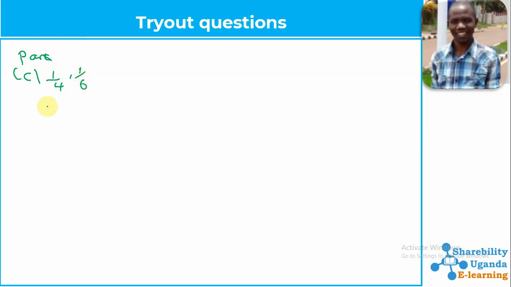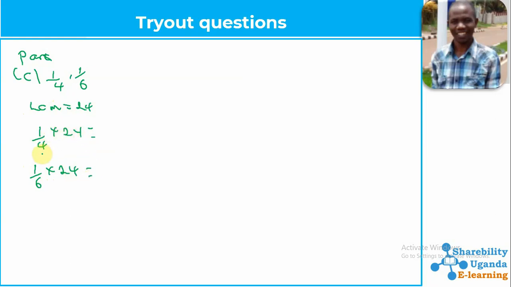So let's look out for a factor that can divide a 6 and a 4. Which factor is that? Okay, let's just get the LCM. We shall get 4 times 6, which is 24. So we say 1 out of 4 times 24. Then 1 out of 6 times 24. Let's get answers here.